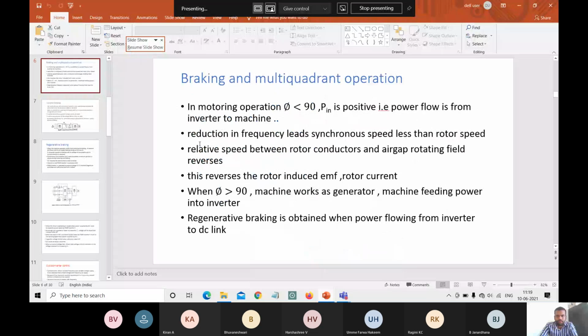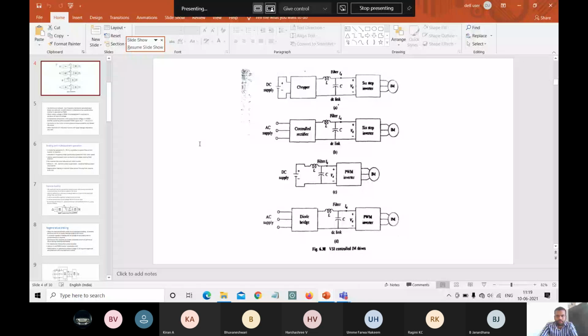So normally, what are the different types of voltage source inverters? There are two types: one is the stepped wave inverter, and the other is the pulse width modulated inverter. Depending upon that, we were discussing some braking operations.